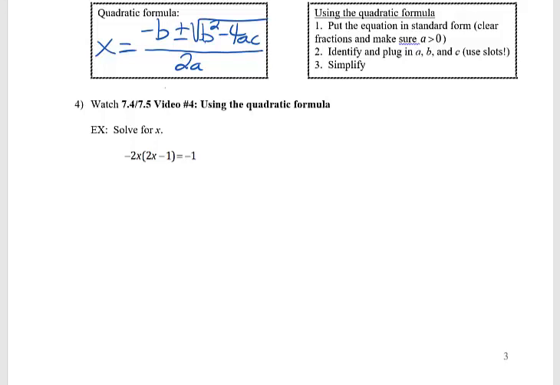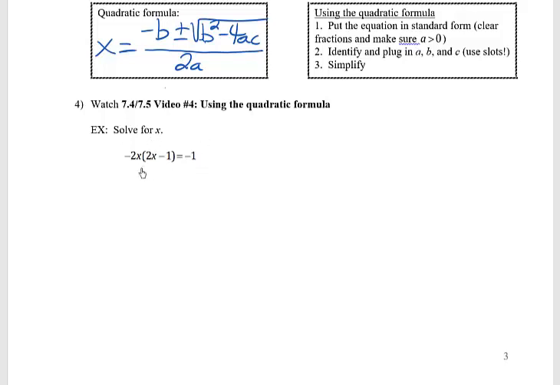This is video number 4 for sections 7.4 and 7.5 using the quadratic formula. Now that we have the formula, let's work out some demo problems. So I've given you here a quadratic equation, and we are supposed to solve for x.